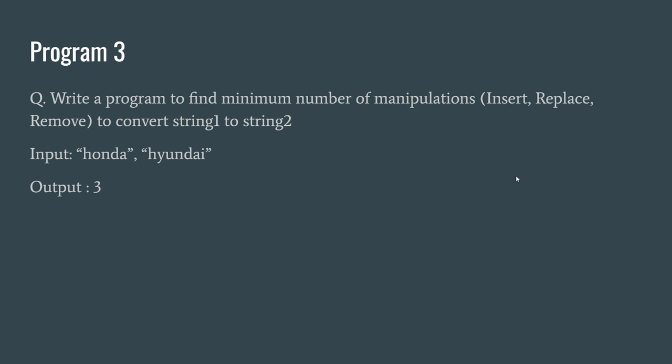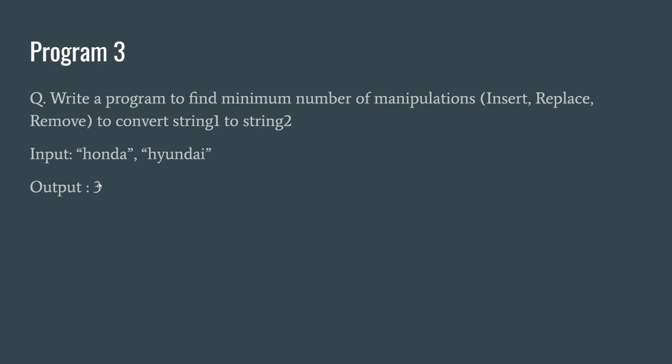So what you can do, you can delete A and I. That means you can remove A and I, so there will be 2 operations. The third operation is you can convert Y to O. That means you are replacing it, or updating it. That is the third operation. So the minimum number of manipulations or operations to convert Honda into Hyundai or Hyundai into Honda is 3. Is the question clear?